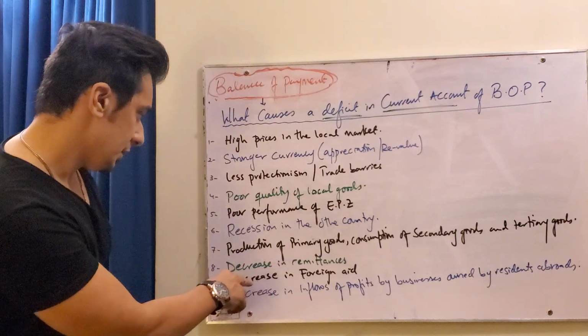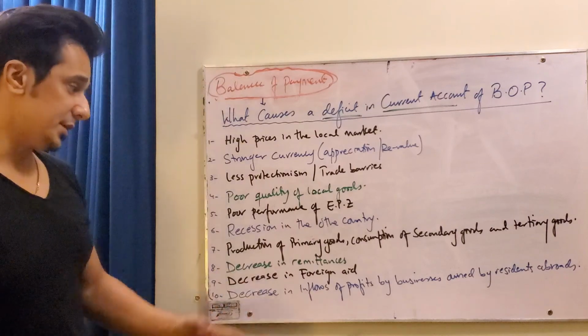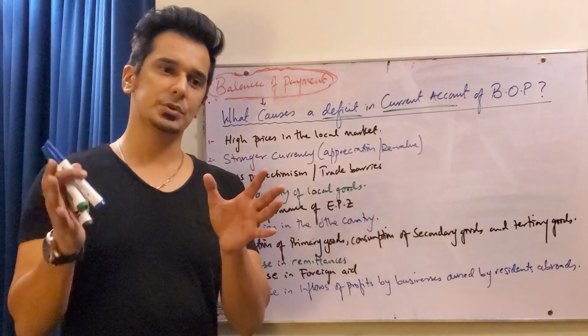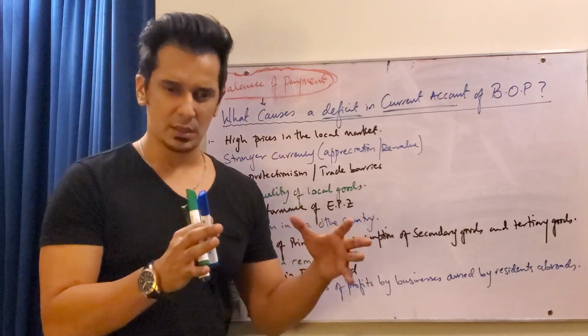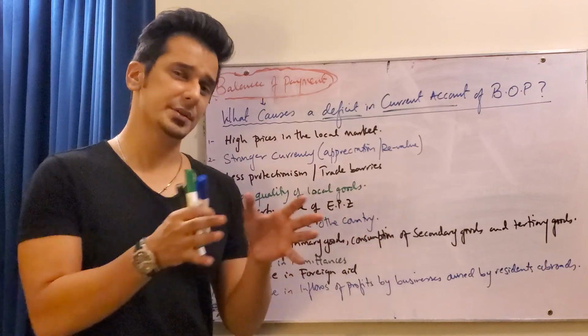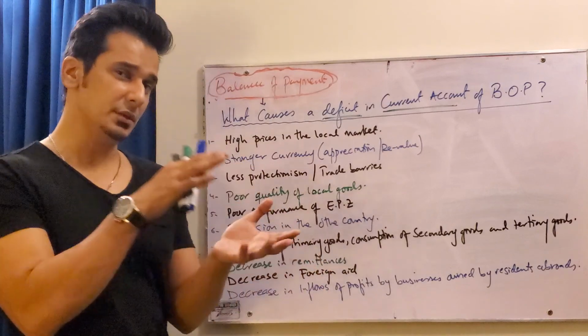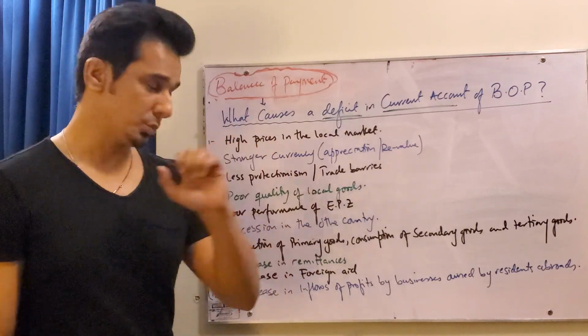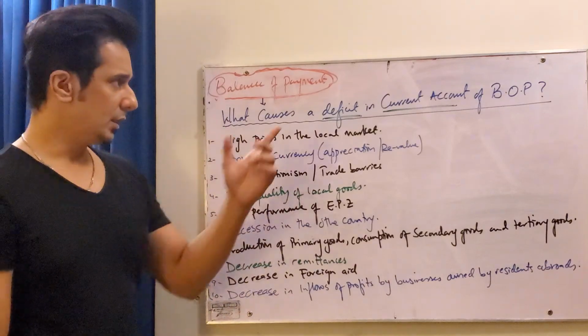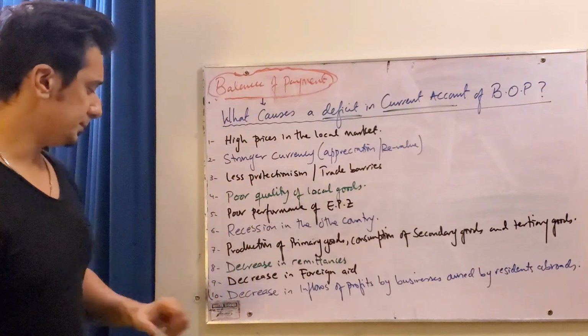Okay, there is the 9th point. If there is a decrease in foreign aid, let's suppose earlier the economy was receiving a lot of aid. Now there is a decrease in aid. So what would happen? The inflow in the current account, current transfers, would decrease. This would also worsen the current account position of the balance of payment.